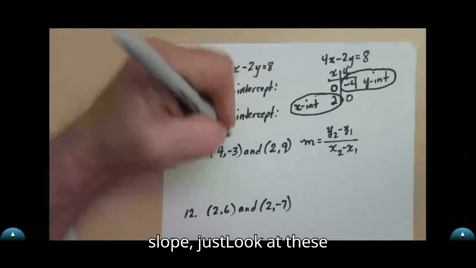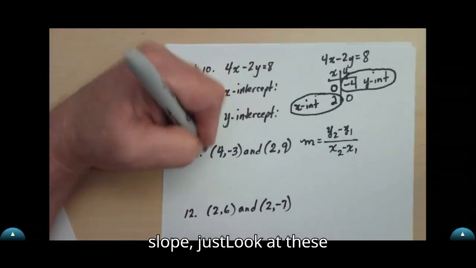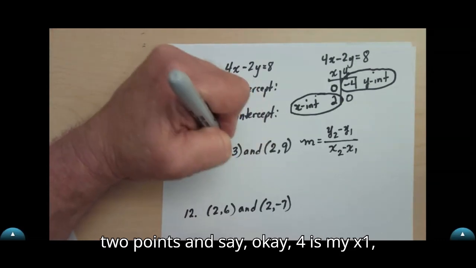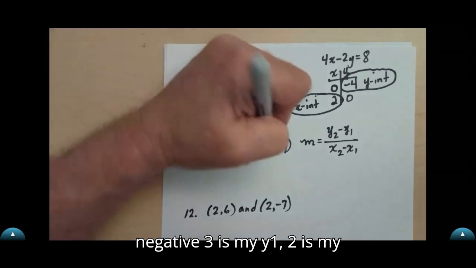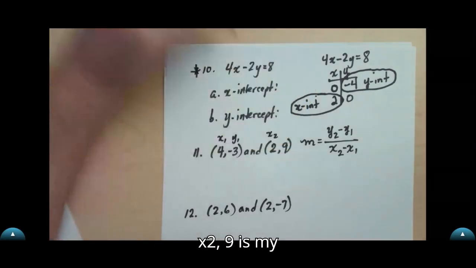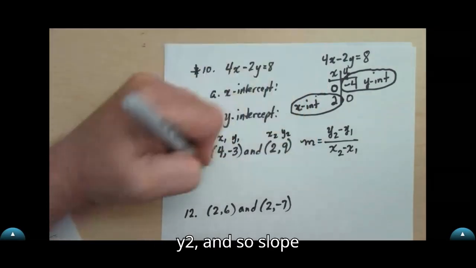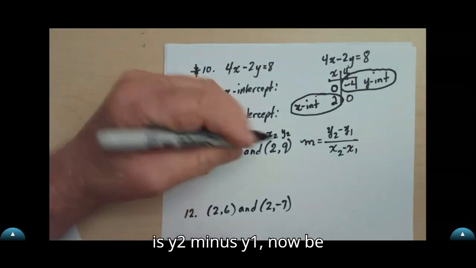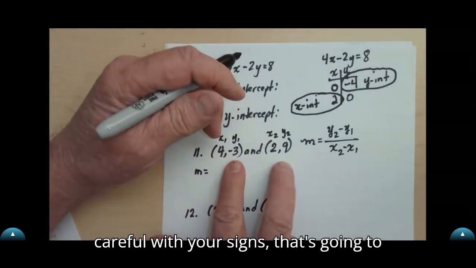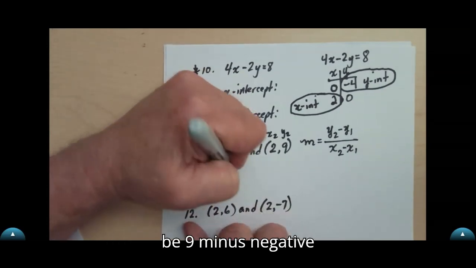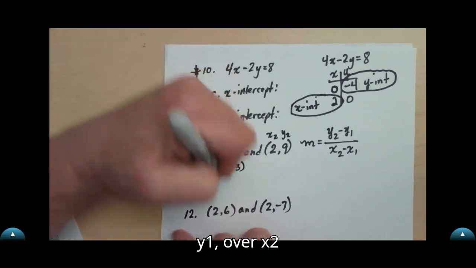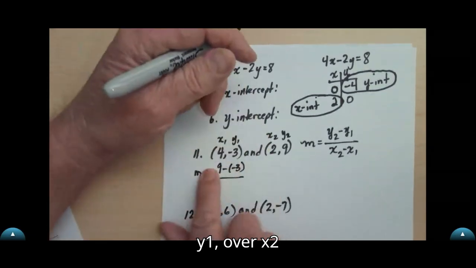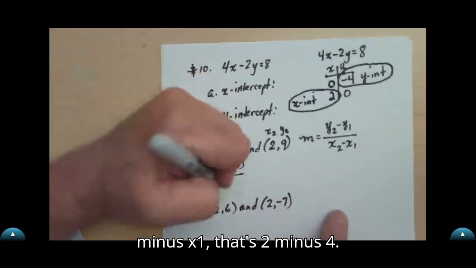So look, to find the slope, just look at these 2 points and say, okay, 4 is my x1, -3 is my y1, 2 is my x2, 9 is my y2. And so slope is y2 minus y1. Now be careful with your signs. That's going to be 9 minus -3, y2 minus y1, over x2 minus x1. That's 2 minus 4.